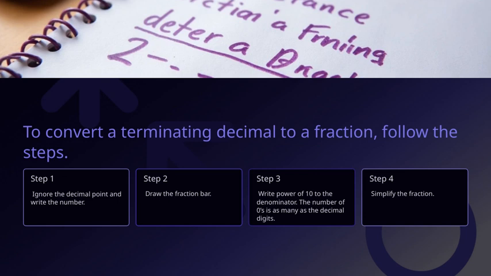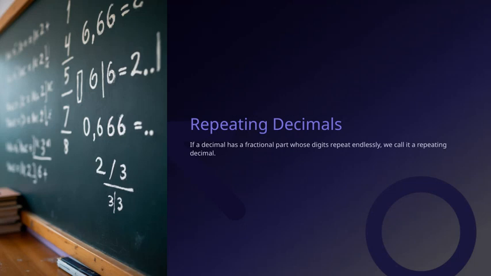Then, for the denominator, we write a power of 10. The key here is to match the number of zeros to the number of decimal digits in our original number. So if there are 2 decimal places, we write 100. If 3, then 1,000, and so on. Finally, we simplify the fraction if possible, reducing it to its lowest terms. This step ensures our answer is as simple as it can be. Remember, these steps are part of the bigger picture of understanding how decimals and fractions relate, helping us interpret and manipulate numbers more effectively.